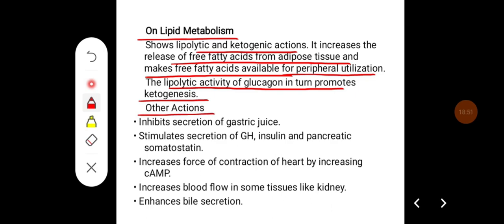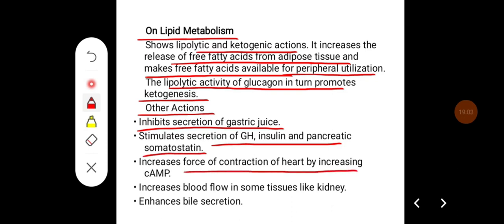Other actions of glucagon include: it inhibits secretion of gastric juice, and it stimulates secretion of growth hormone, insulin, and pancreatic somatostatin. It increases the force of contraction of the heart by increasing cyclic AMP levels. It increases the blood flow in some tissues like the kidney. It enhances bile secretion.